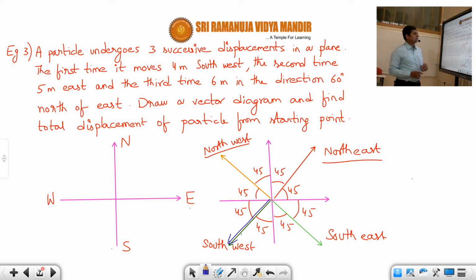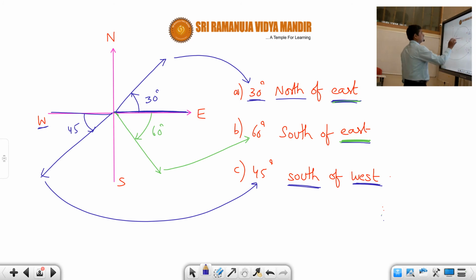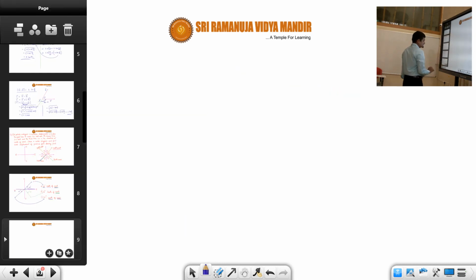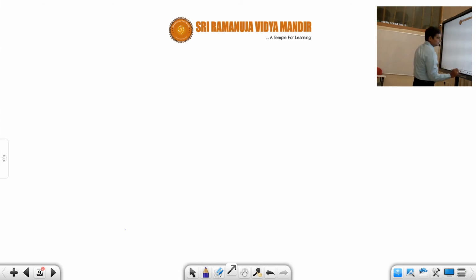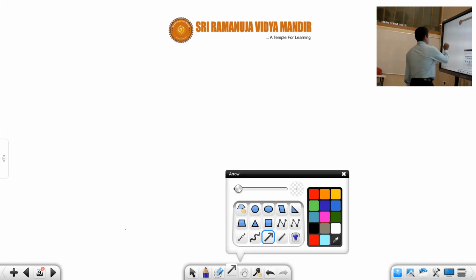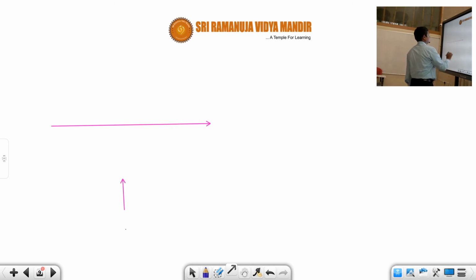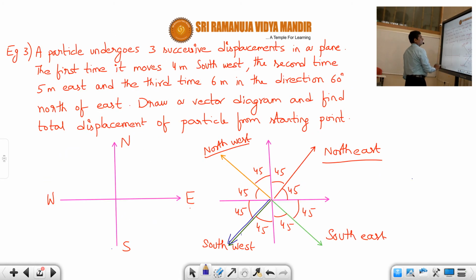And the third time 6 meters in the direction 60 degrees north of east. North of east means what, students? From east towards north by an angle of 60 degrees. I hope, students, you understood this question. Now let us see how to solve this problem. Suppose this is the diagram, students. This is the north, this is the south, this is the east, this is the west. First they are telling that the first time it moves 4 meters southwest.